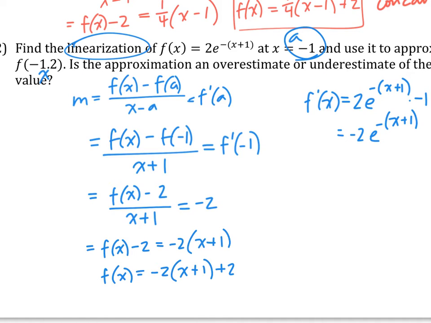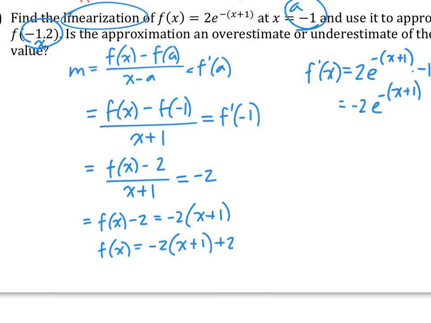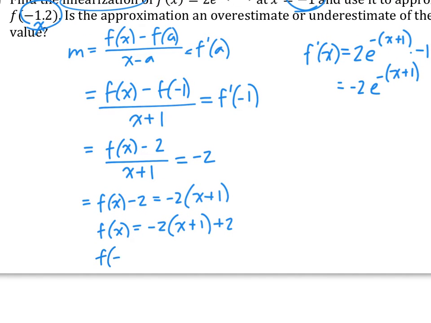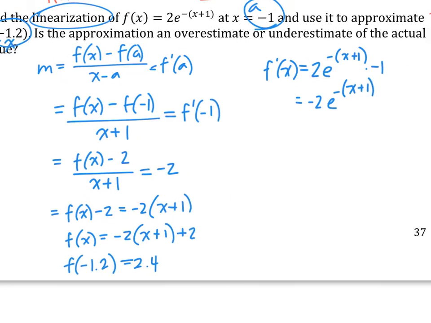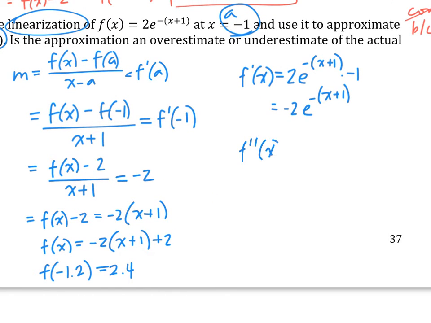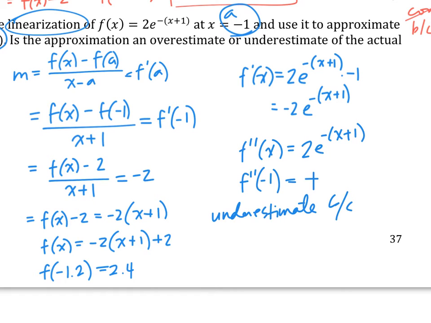Okay, all right. The next thing is we need to estimate this number. No calculator. Estimate f of negative 1.2. So f of negative 1.2 is equal to 2.4. Once we take the second derivative, it actually turns out to be the same as the original function. So f double prime of negative 1 is positive. So this is going to be an underestimate because f of negative 1 is concave up.